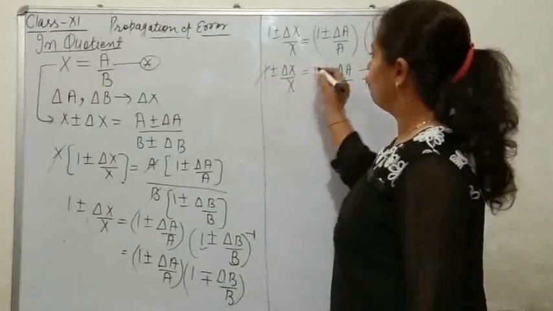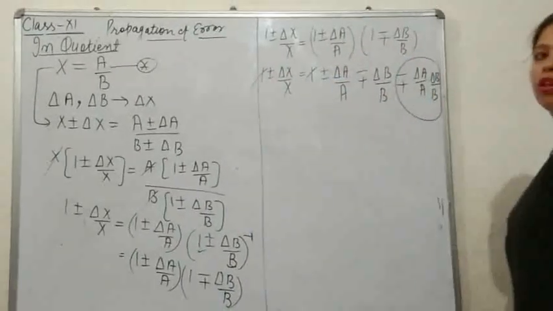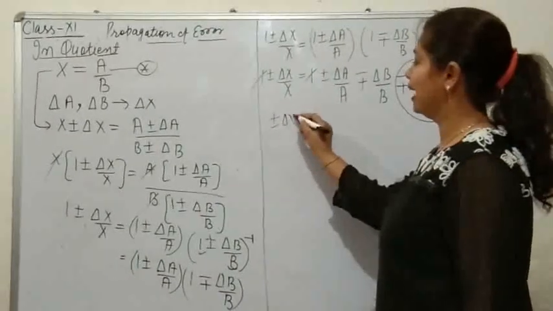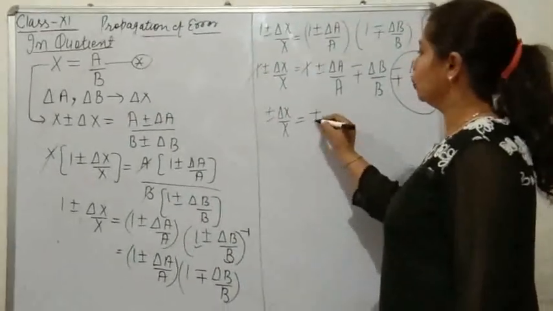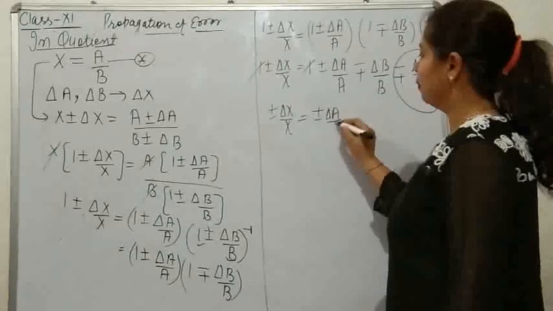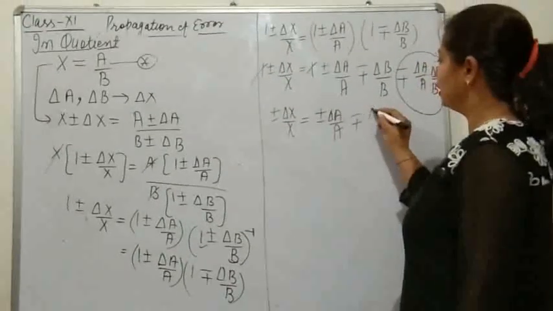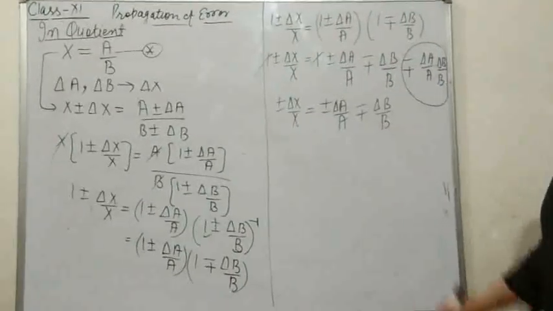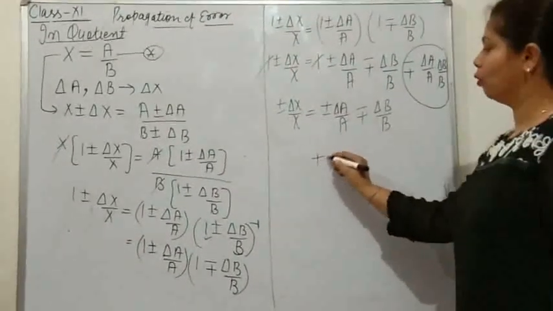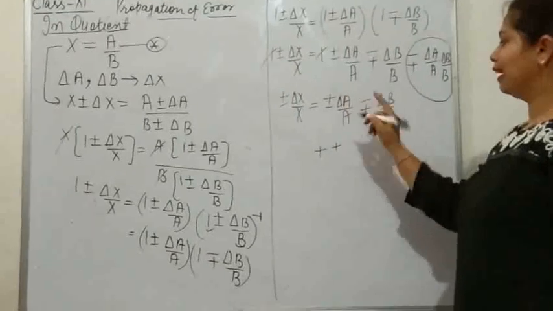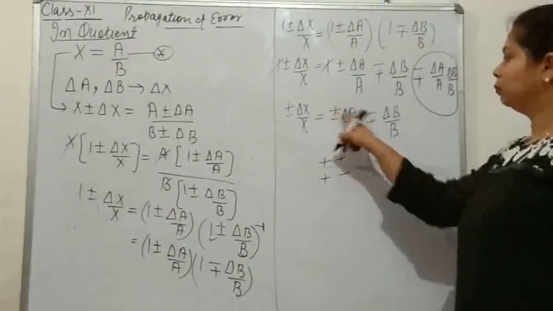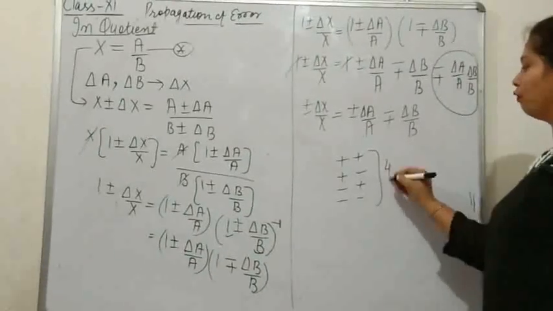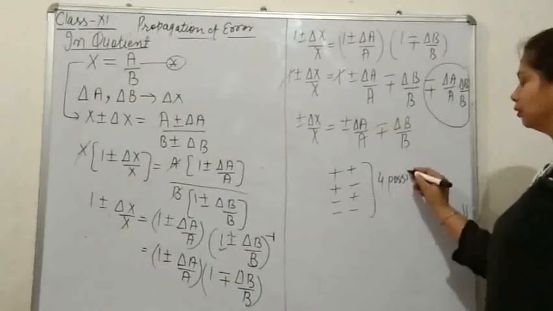Now the left hand side and right hand side both contain 1. Cancelling these two terms, what will you get? Plus minus delta x upon x is equal to plus minus delta a upon a and minus plus delta b upon b. There are four possible cases for the sign consideration. Both can have positive error. First is positive, second negative, negative positive and negative negative. These are the four possible cases.